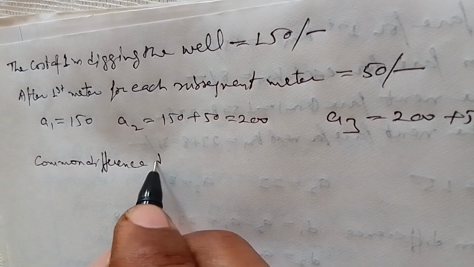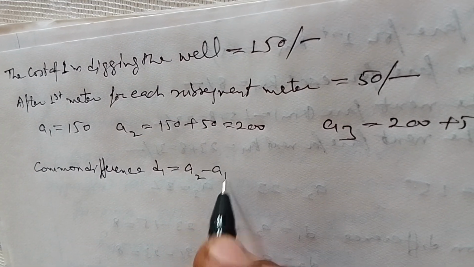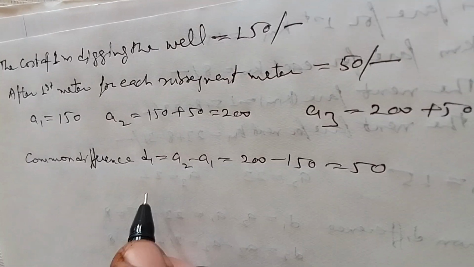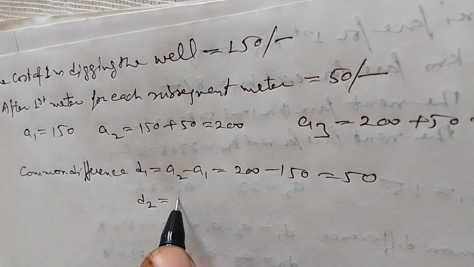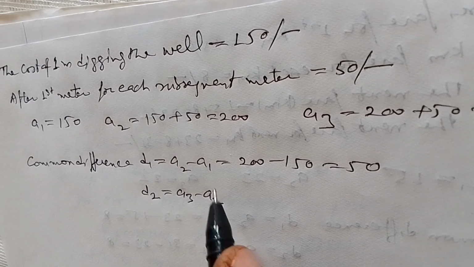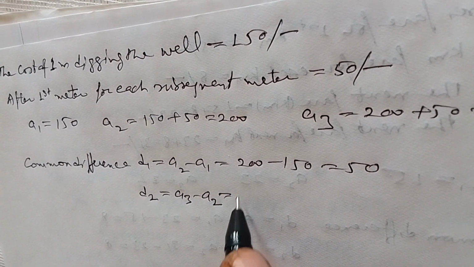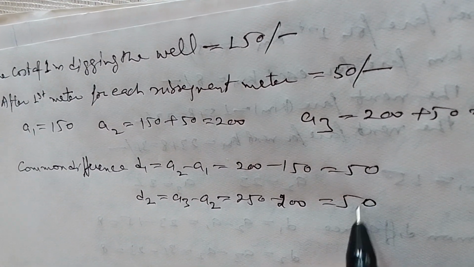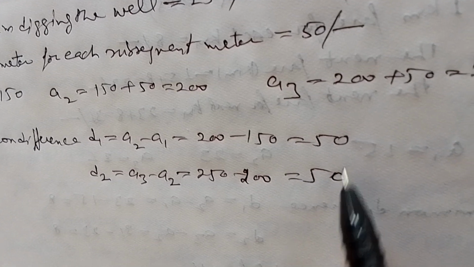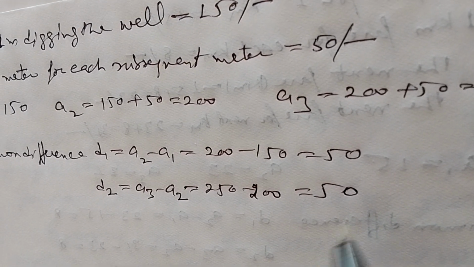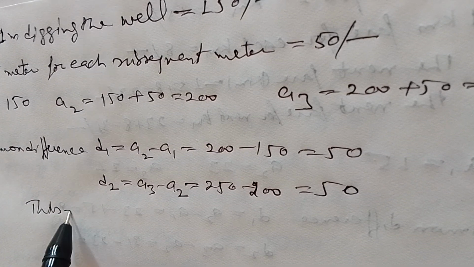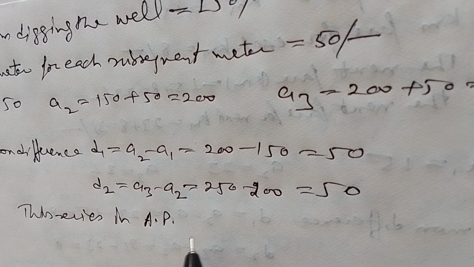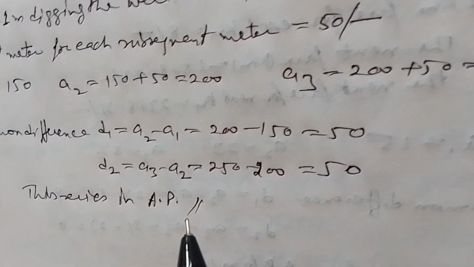in this case, D1 comes out to be A2 minus A1, 200 minus 150, that is 50. Then the common difference of the next term is A3 minus A2, the third term and the second term, that comes out to 250 minus 200, that is also 50. So the common difference comes out to be the same in both. So this series is in AP, meaning arithmetic progression. So this is the answer of the third part of the question.